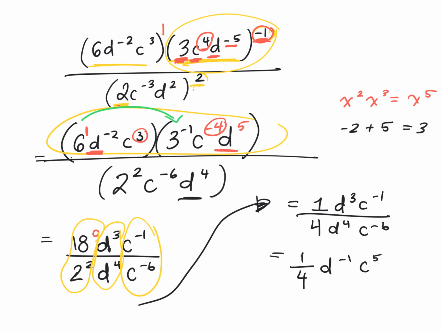5. Okay, now we need to get rid of this negative exponent. So what is it? 1 over d. Right. So it would be 1 over 4 times 1 over d to the power of 1. Yeah. But we don't have to actually write that. And then c to the power of 5.